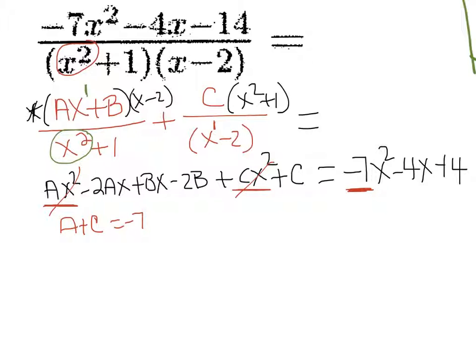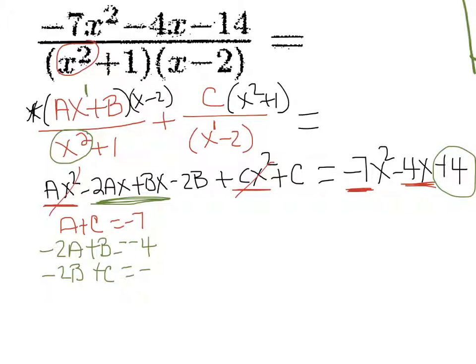The next thing I'm going to do is find all my linear coefficients. So my linear coefficients would be the 2ax and the bx. So that's going to give me negative 2a plus b, and that would have to be equal to negative 4. And then the last stuff is just the constant stuff. So I'm going to say what's left. I got negative 2b plus c would have to be equal to negative 14. Okay, so hopefully that makes sense to everybody.